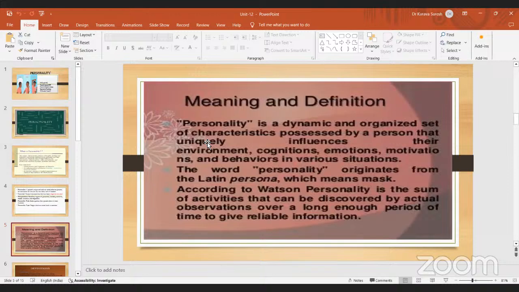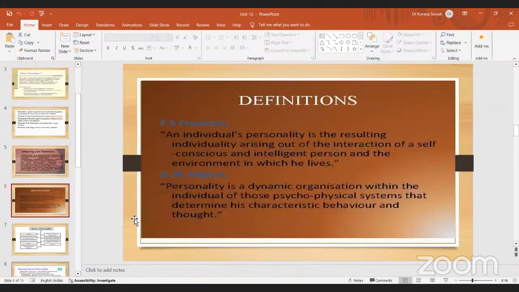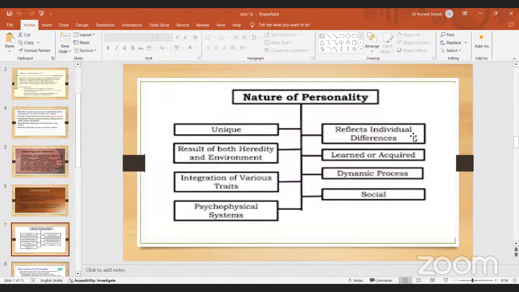The word personality arises from the Latin persona, which means mask. According to Western thought, personality is the sum of the activities which can be discovered by actual observation over a long period of time, given reliable information. Definitions of personality are the Fisher and Allport definitions. We'll read them.